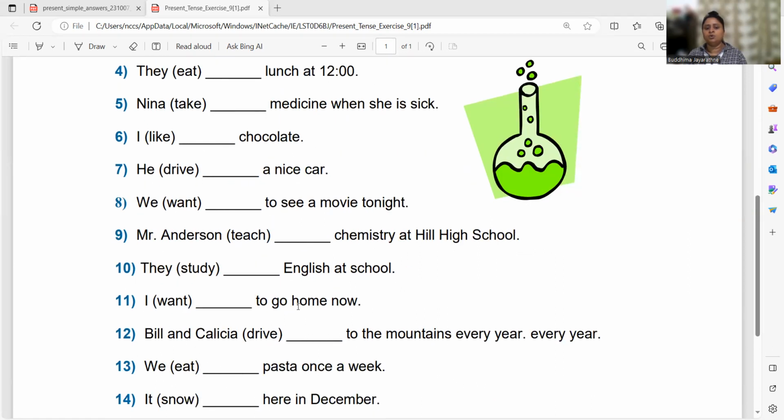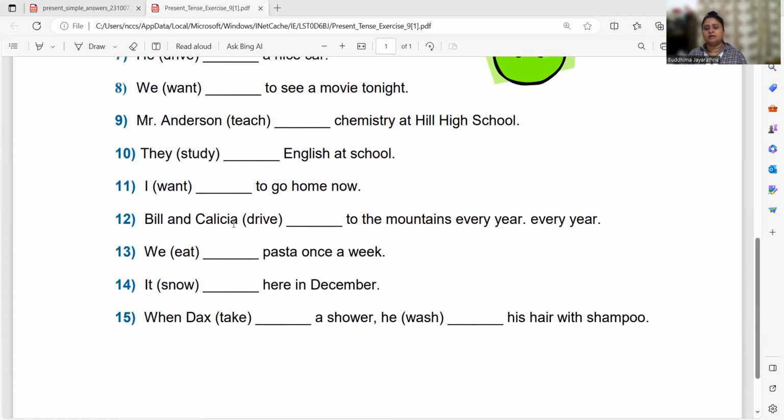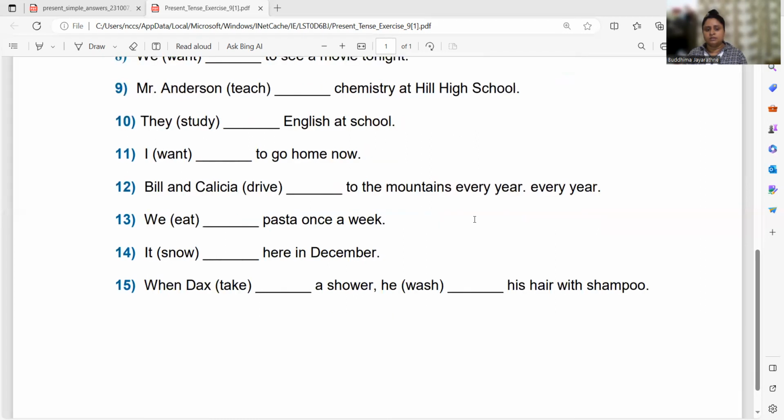I want to go home now. Bill and Calicia. So Bill and Calicia, two people. Yes, Bill is third person singular, Calicia is third person singular, but yet there are two people together. So they're joined with a conjunction you'll be learning in future. So Bill and Calicia drive to the mountains every year. While doing these exercises, I want you to note down and pay attention to the signal words as well.